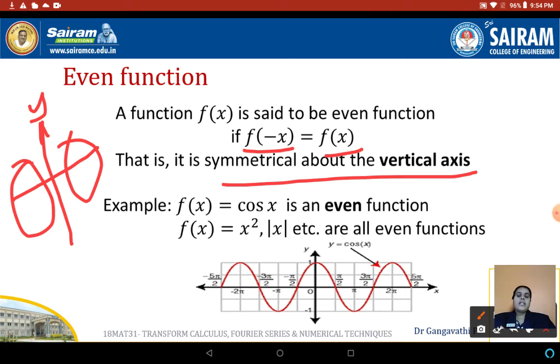I'll repeat. f of x is said to be an even function if f of minus x results in f of x itself. Such functions are called even functions.